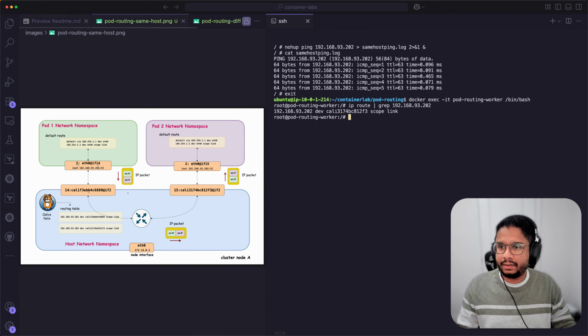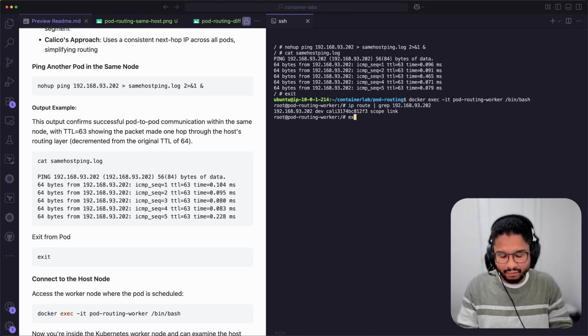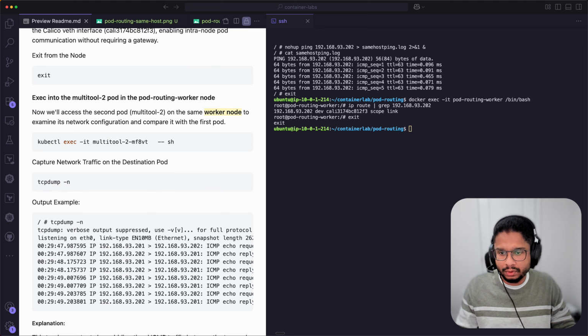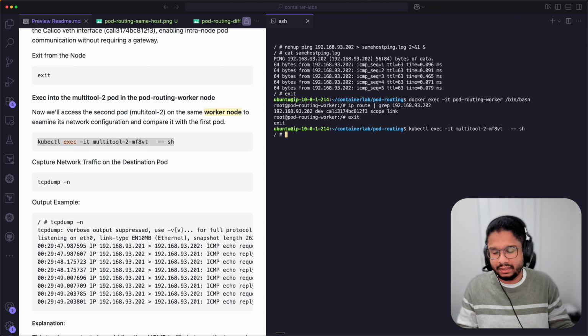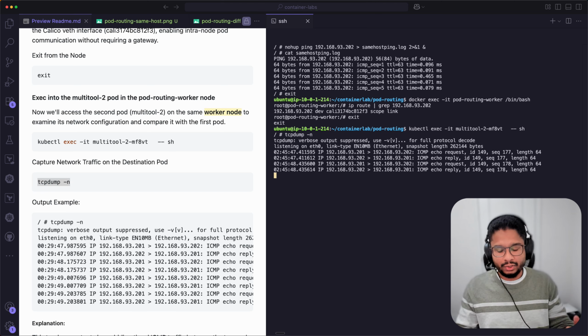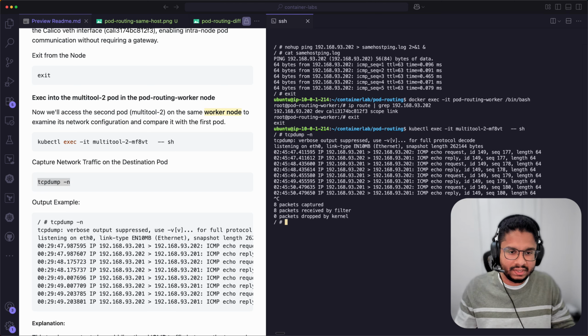Okay. So next, let's exit from the host and exec into the second pod. So we're going to now exec into the multi-tool pod on the same node. So now I'm inside the multi-tool pod. And from the pod, we're going to run a TCP dump. When you run a TCP dump, you're going to see that 201 is pinging 202. And you see the ICMP requests and ICMP responses as well. So then 202 gets back to 201, and all of this back and forth is successful.